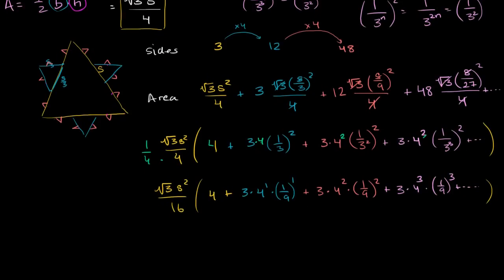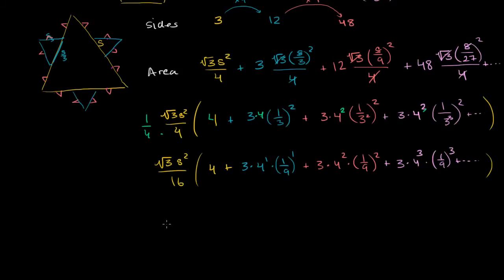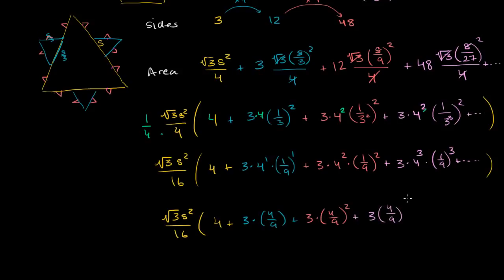Let me just do one more step, and then we'll finish this in the next video. So this is equal to square root of 3 squared over 16 times 4 plus 3 times 4/9, plus the next term, 3 times 4/9 squared, and then plus 3 times 4/9 to the third power. And then we're just going to keep going on and on, taking 3 times 4/9 to successively larger and larger powers. So this is what we have to find the sum of to find our area.